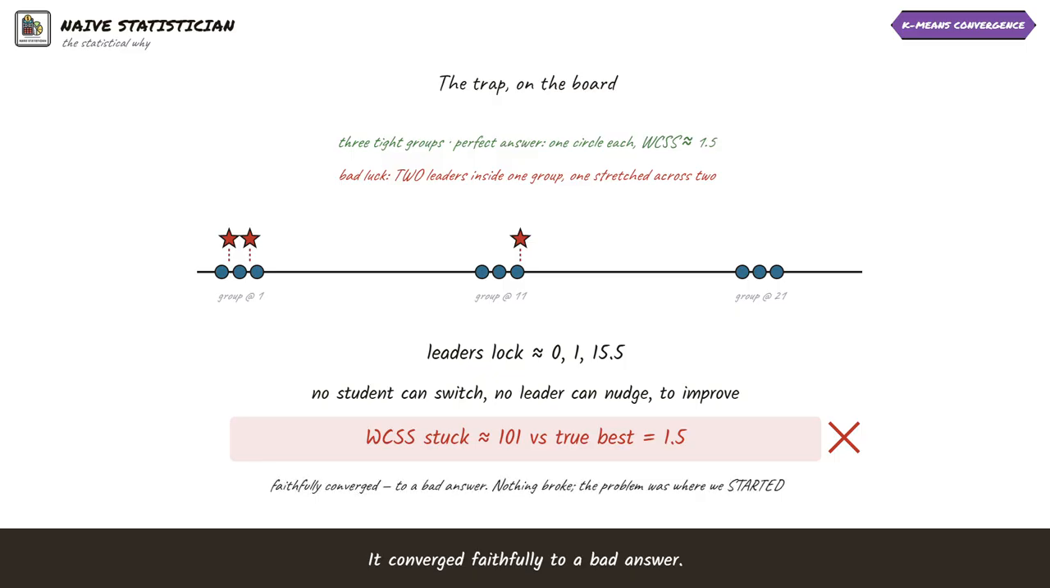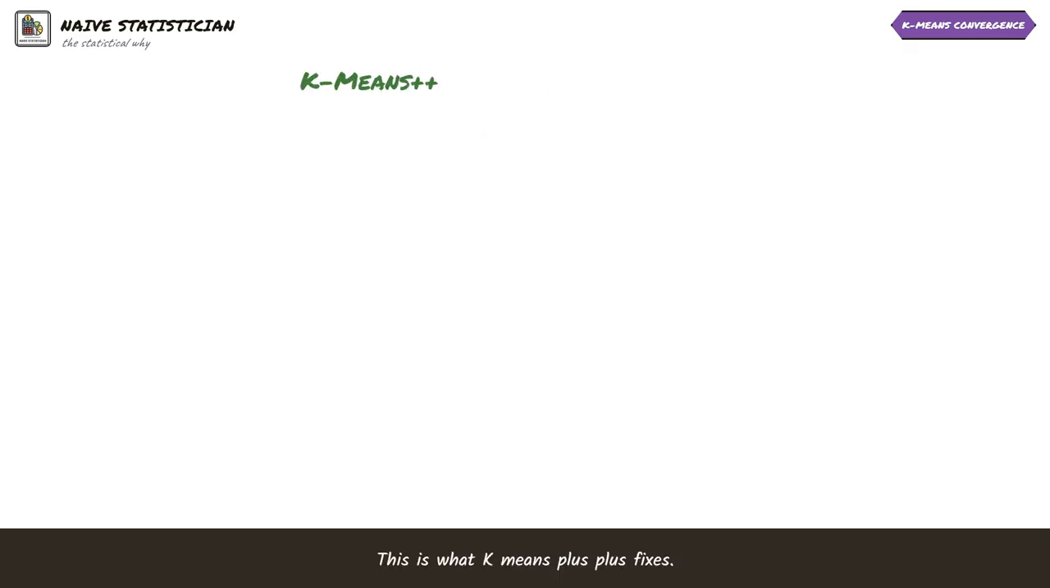It converged faithfully to a bad answer. Nothing broke, the proof still held, the problem was purely where we started. This is what KMeans++ fixes.